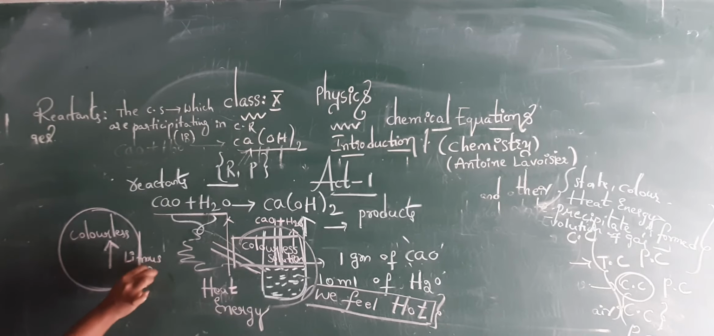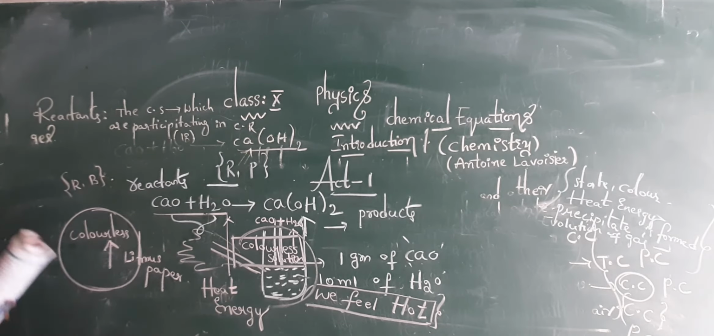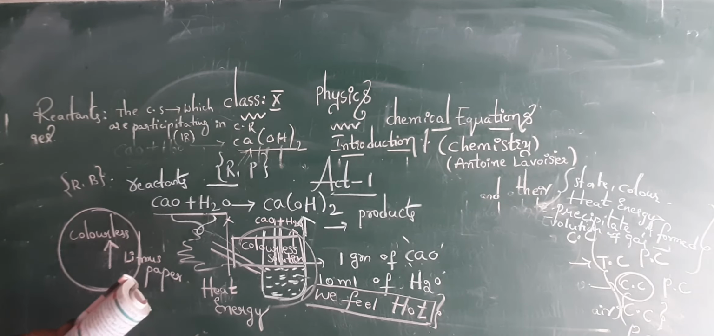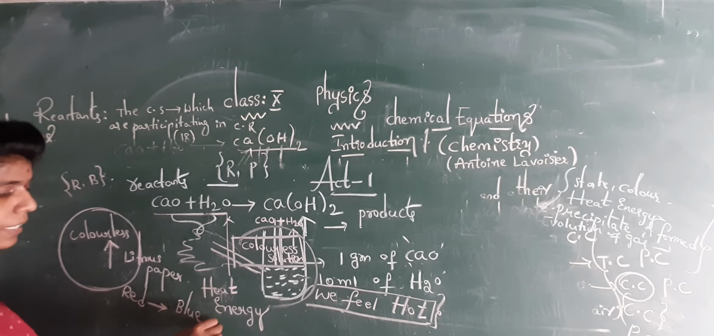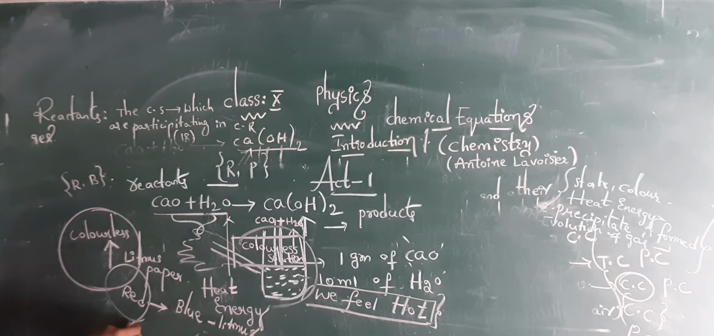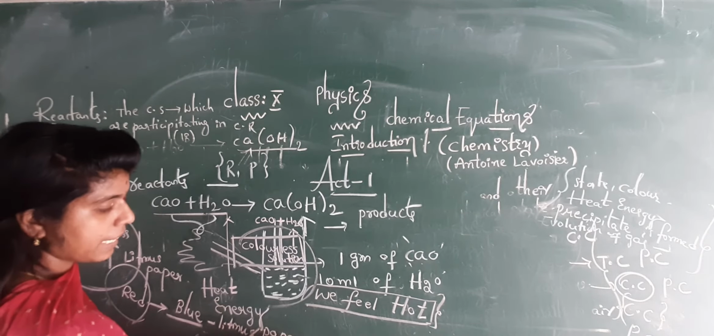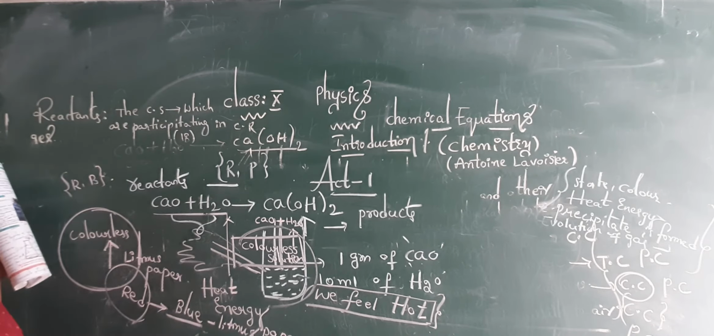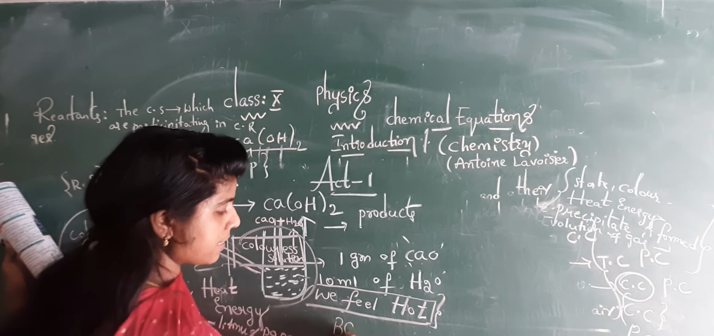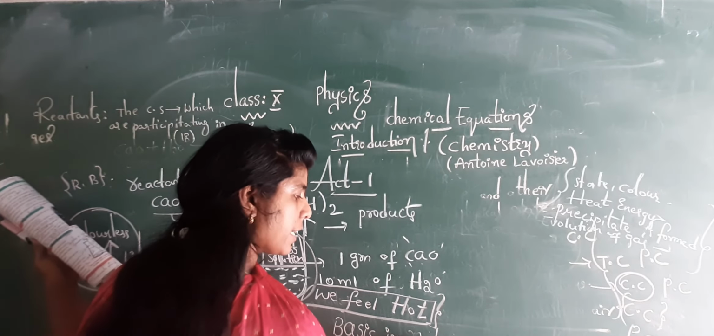We have 2 litmus papers, right? Red litmus and blue litmus papers. So now test this entire solution with red litmus paper. The red litmus paper turns into blue litmus paper. As you introduce the red litmus, it changes into blue. By this, we can say that the nature of the solution is basic in nature.